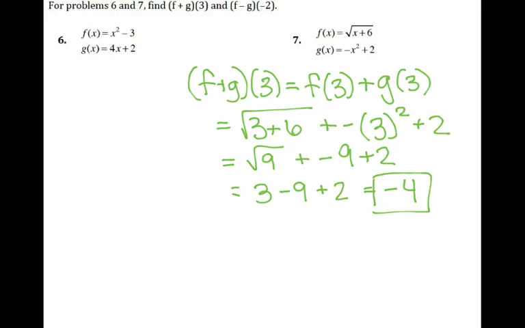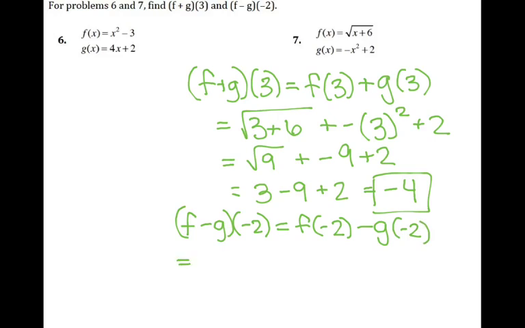And then for the other piece, that's doing f minus g of -2. But again, you're doing the same thing. That's f of -2 minus g of -2. So f of -2 is the square root of -2 plus 6 minus g of -2, which is -2 squared plus 2. Now, since I am subtracting, I'm going to put that second quantity in parentheses before I actually subtract it.